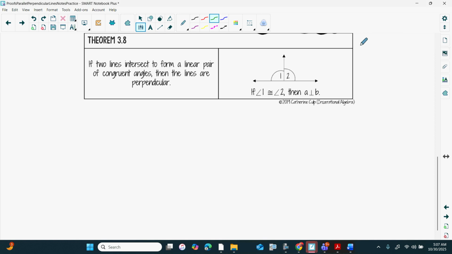All right, for our last proof examples, we have to understand a couple more theorems. We've talked about intersecting lines that form a linear pair, but this theorem states that if intersecting lines form a linear pair that are congruent, that means they're equal, they have the same measure, then the lines have to be perpendicular. And that makes sense because we know a line is 180, a straight angle.